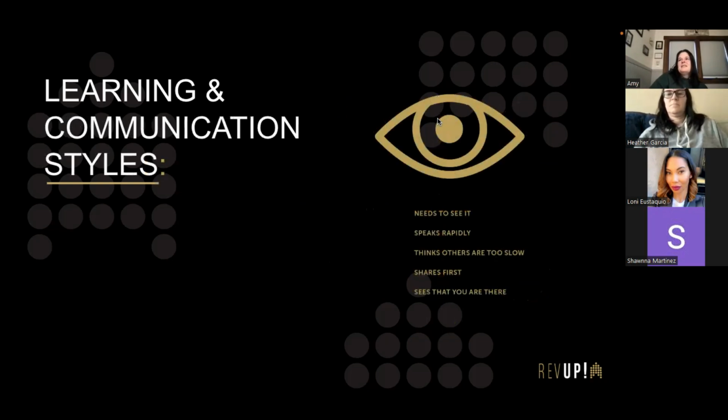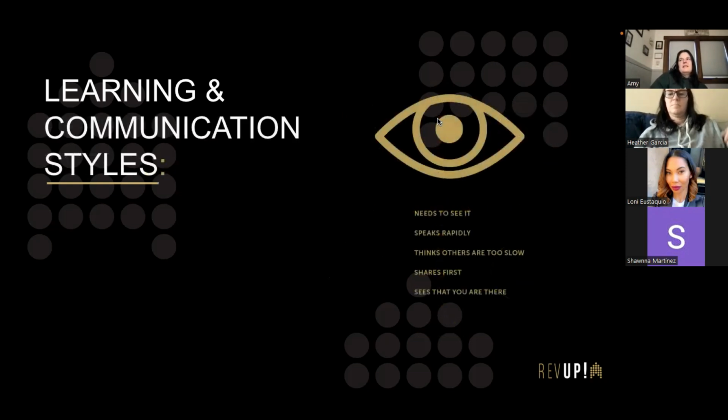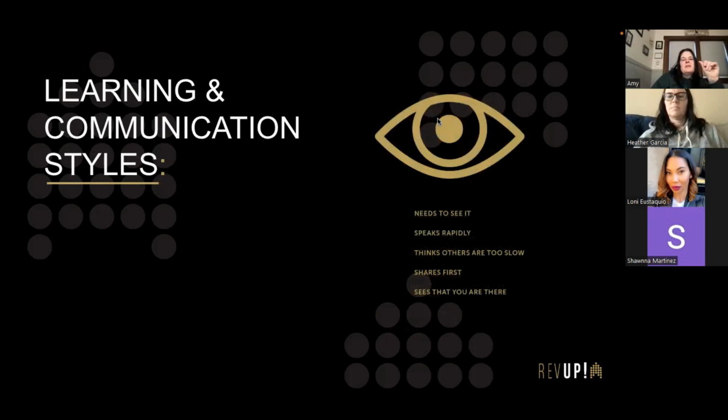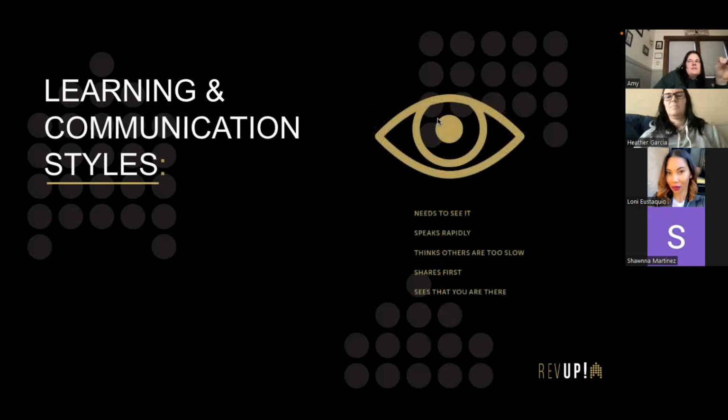All right. This is the eyeball here. This is the controller or the director. They need to see it. They speak rapidly. They think others are too slow. They're going to share first, and they see that you were there. This is going to be the auditory. Oh, this was not. So sorry, this was a visual learner. Sorry, we moved from learning the personality types to audio versus visual learner, right?